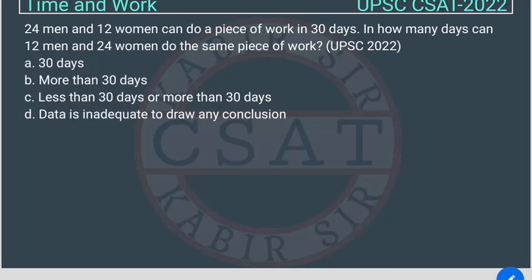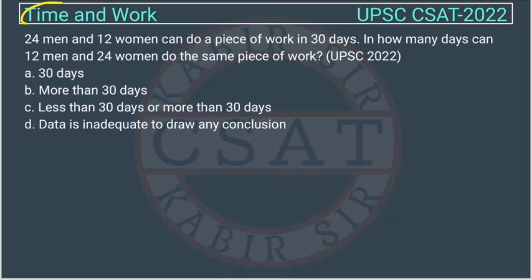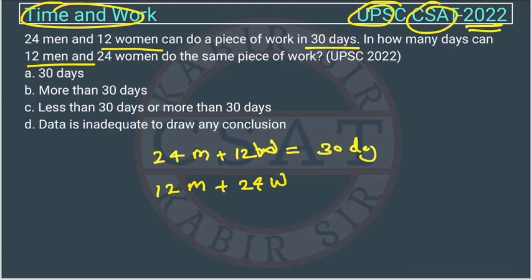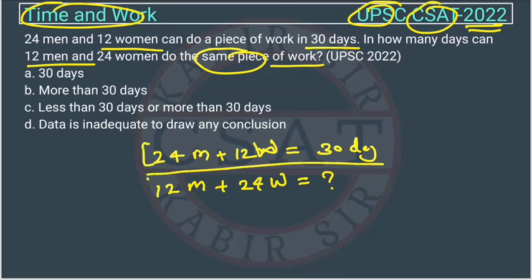This is a question of time and work asked by UPSC in CSAT paper of 2022. 24 men and 12 women can do a piece of work in 30 days, right? So 24 men and 12 women complete a piece of work in 30 days. In how many days can 12 men and 24 women do the same piece of work, right? So this equation is given and this is asked, right?